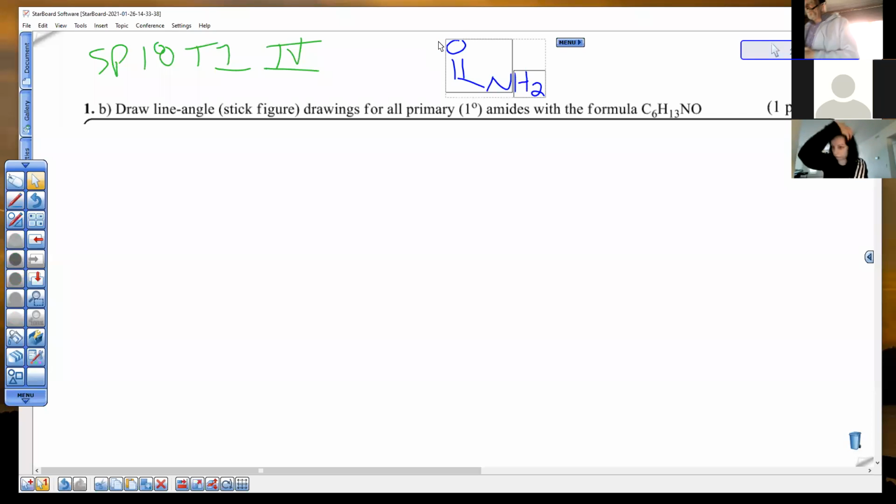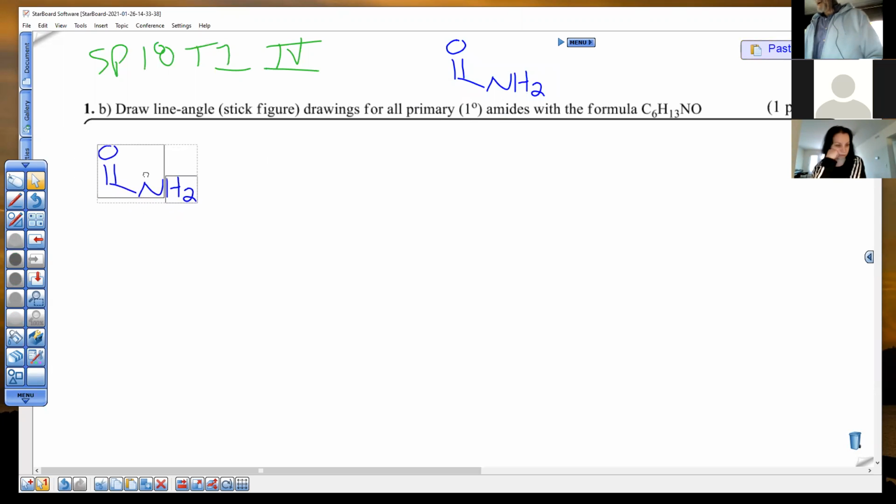I'm saying it. It's still going to happen. It frustrates me no end. The only H's you're allowed to miss on a stick figure are H's on carbon. So there's our minimum right there.